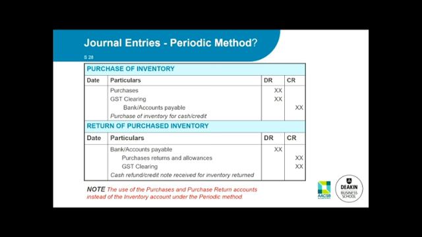When we purchase the inventory, under the perpetual system, we debit inventory. When we return it, we credit inventory. We do the similar thing here, except instead of purchases, we just create a separate account, purchases, returns, and allowances, right? But the rest of it is the same. We reverse bank or accounts payable and the GST clearing in there as well.